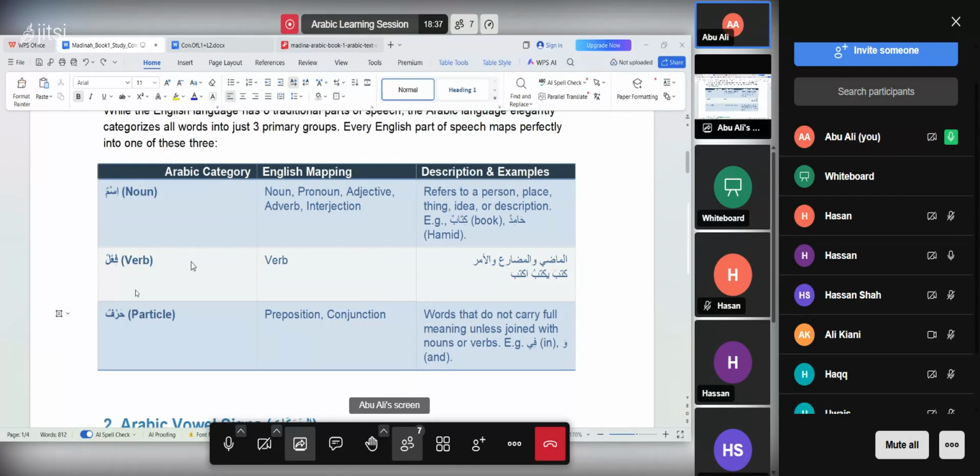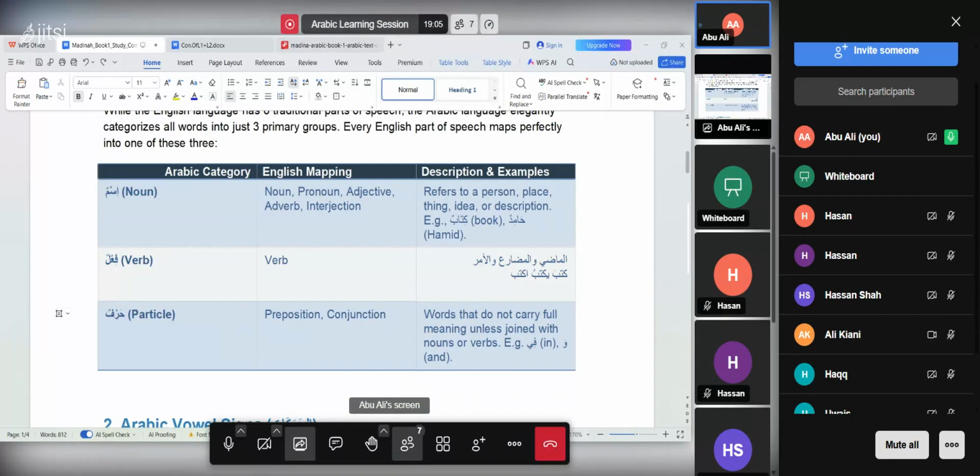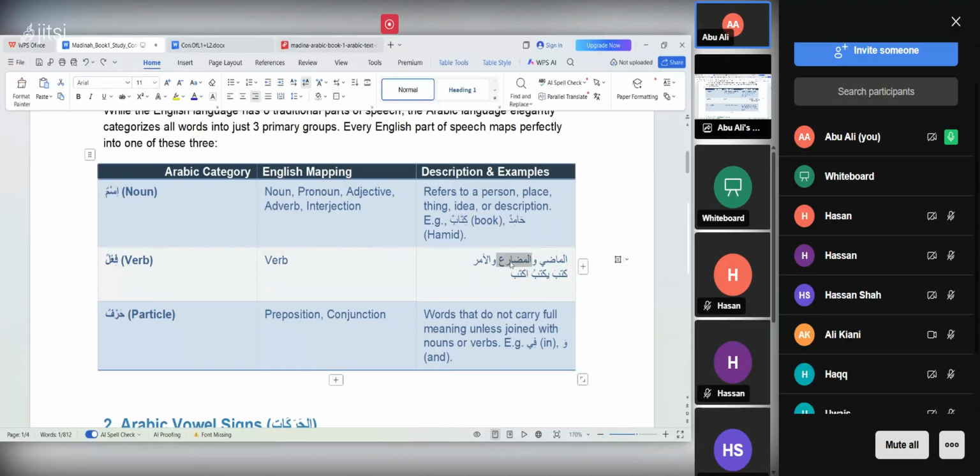So we said al-fi'l, they usually divide it based on time, which is not very accurate, but let's go along with it. They divide it into a past tense, a present tense, and an imperative. A past tense is called al-madi, a present tense is called al-mudari', and an imperative is called al-amr. As you can see, this is al-madi, al-mudari', and al-amr.